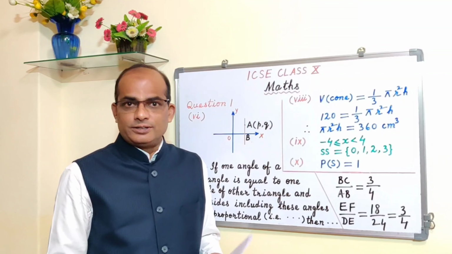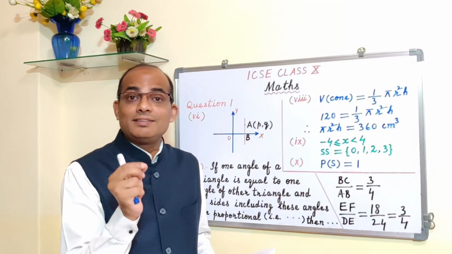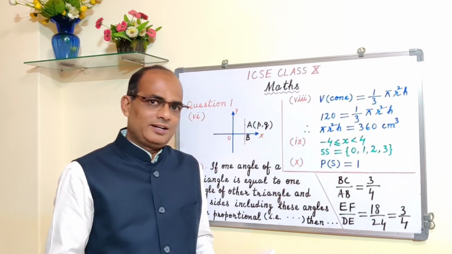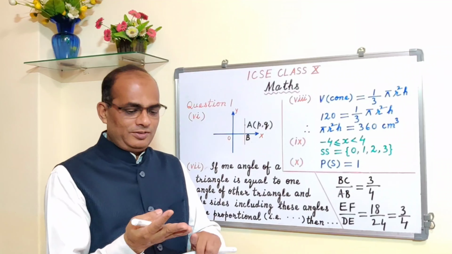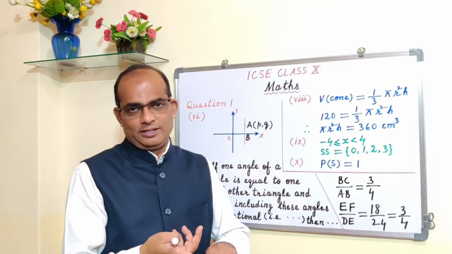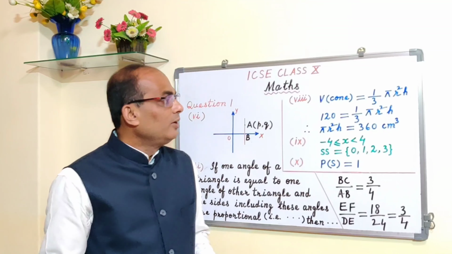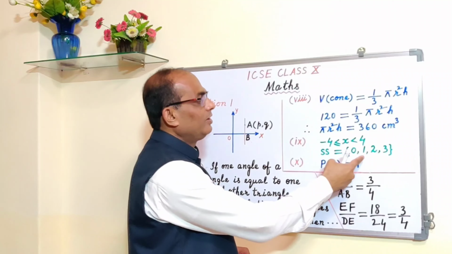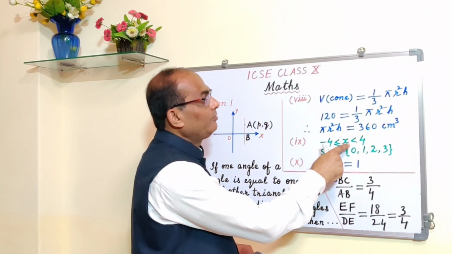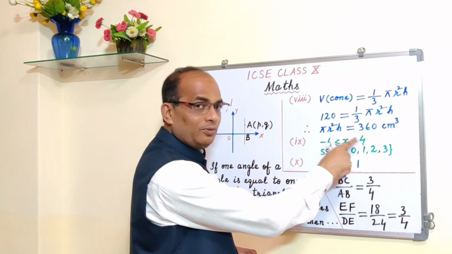But there's a condition. Please read the question carefully. The question says that x is in W, and W is not negative. W starts from 0. That means we cannot take -4, -3, -2, or -1. After -1 we have 0. Yes, from 0 we can take, because 0 is a whole number. So we start from 0, the next whole number is 1, then 2, then 3, and the next whole number after 3 is 4, but we have to take x less than 4, not equal to, only less than.